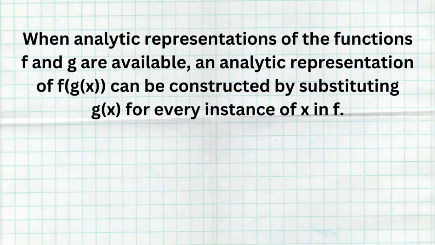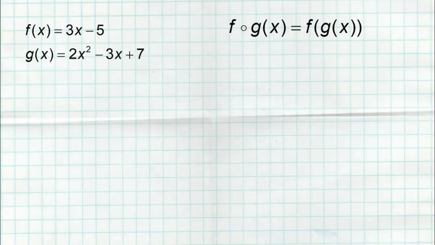Now, when analytic representations of the functions f and g are available, an analytical representation of f composed of g can also be constructed by substituting g of x into every instance of x in f. I know it can be a little bit confusing, but basically what we want to do now is not use specific values. We're not using negative 1, 2, 3, 0. We're going to just keep it generic. We're going to keep it x. So all we're trying to say here is if you have the analytical representations of the functions, then you don't necessarily need numbers. Let me explain by looking at an example.